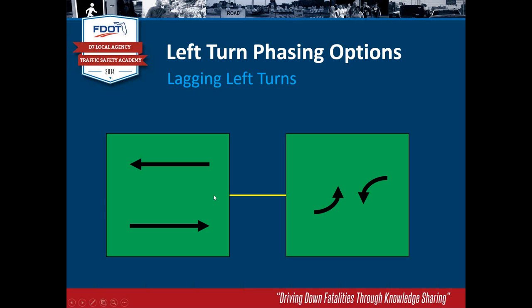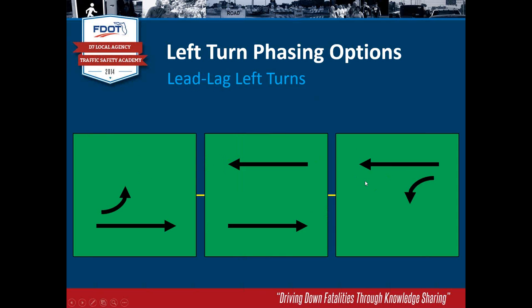This is what's called a lagging left turn. It means the left turns come after the throughs. So left turn phases come after the throughs. It's not something you see very commonly, but there are some locations that do operate with a lagging left turn. So lagging left turns, and in this case again protected only.